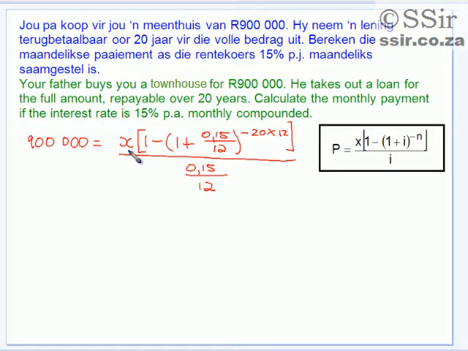And how do we get X alone on one side? X is multiplied by this whole big section of the fraction, and that is equal to 900,000. So to get X alone on the one side, make it the subject of the formula, I must have 900,000 Rand divided by this whole big section of the fraction. I'm going to enter this into my calculator, and it works out at 11,851 Rand and 11 cents.